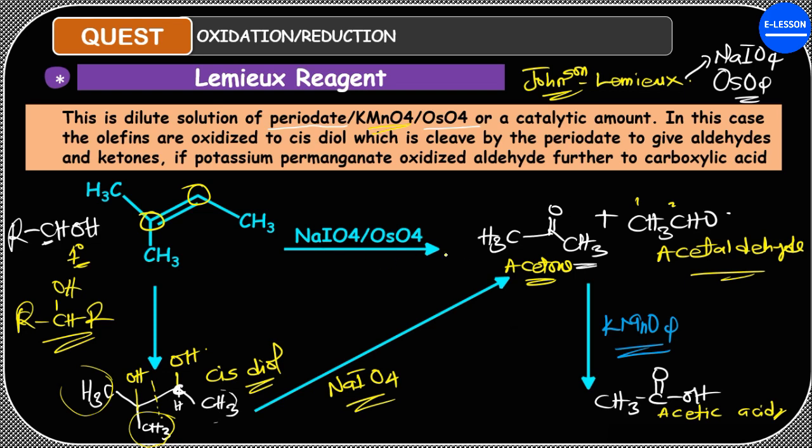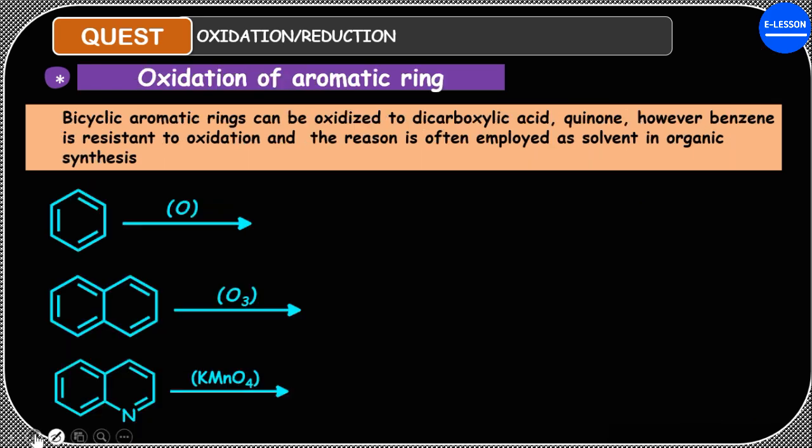Everything about the Lemieux reagent is this. So if you are asked, what is the Lemieux reagent? Now, this thing you see here is what is called the Lemieux reagent. Sodium periodate and osmium tetraoxide is what is called the Lemieux reagent. Now let us look at the next.